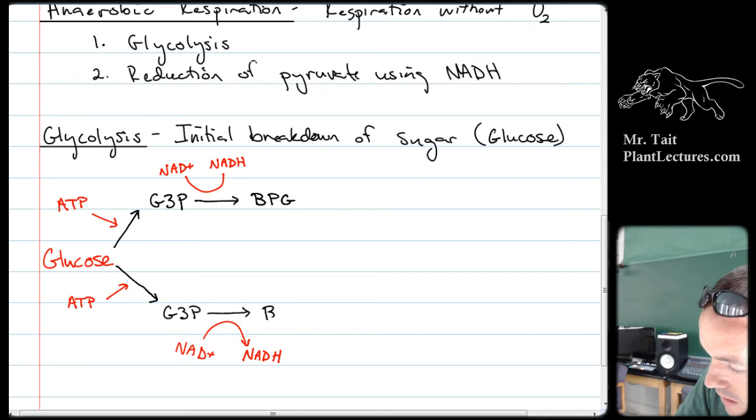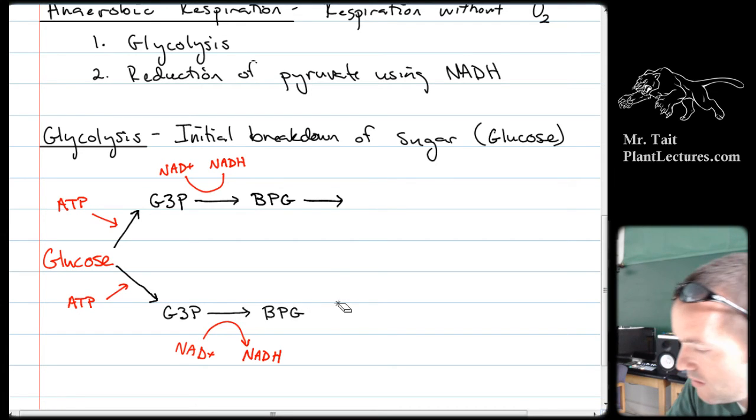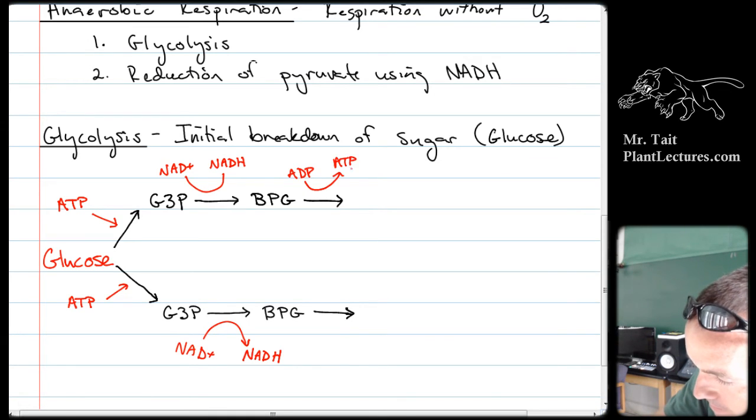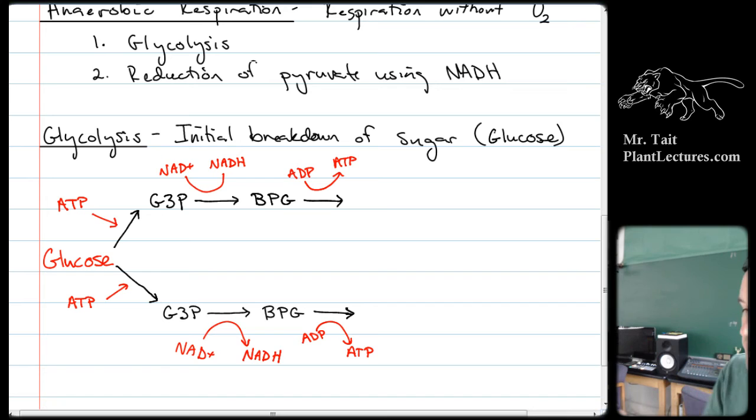BPG, which you should recognize. It's the exact same molecule that is an intermediate step in the Calvin cycle. Okay? And then BPG has an extra phosphate group on it, and so you can take an ADP, and you can create ATP. Okay, so now you've removed a phosphate group from it. When you remove a phosphate group from BPG, it becomes 3PGA.